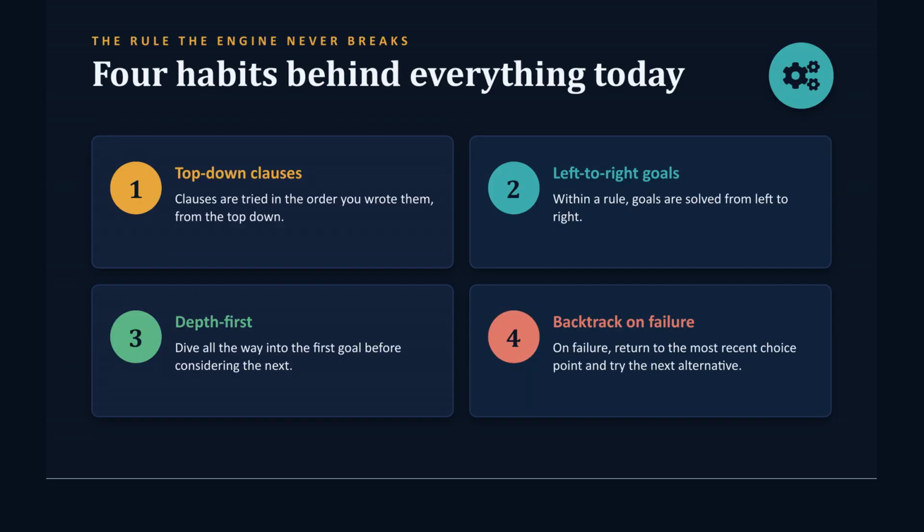Here is the rule the engine never breaks. Clauses are tried in the order you wrote them, from the top of the file down. Within a single rule, goals are solved from left to right. The search is depth first. Prolog dives all the way into the first goal before it considers the next. And whenever a goal fails, it backtracks to the most recent choice point and tries the next alternative. Four simple habits: top down, left to right, depth first, and backtrack on failure. Everything in this module is just a consequence of these four. Keep them in front of you.